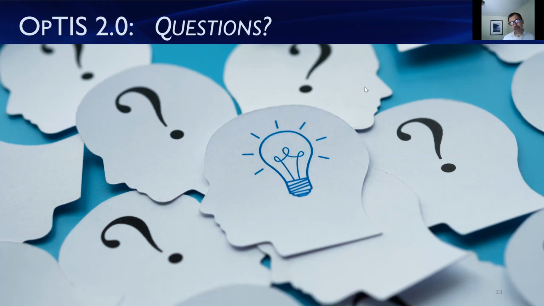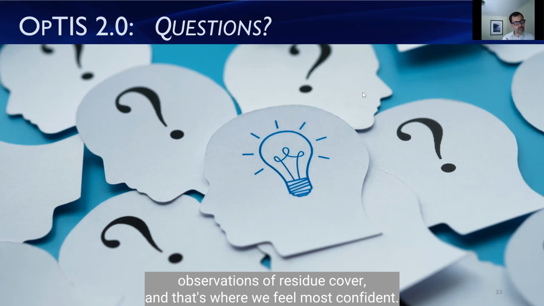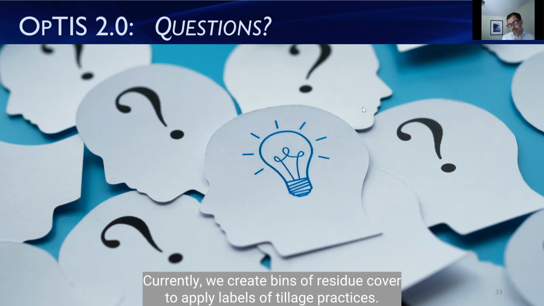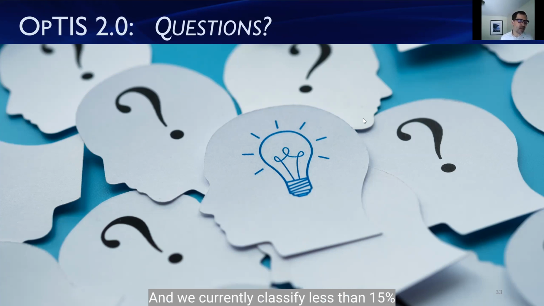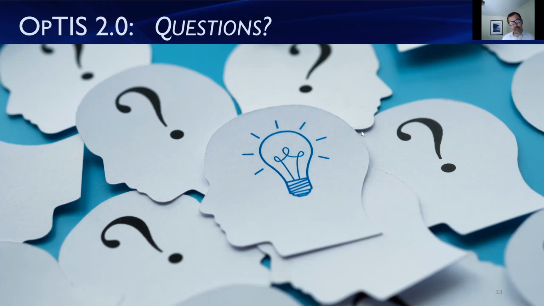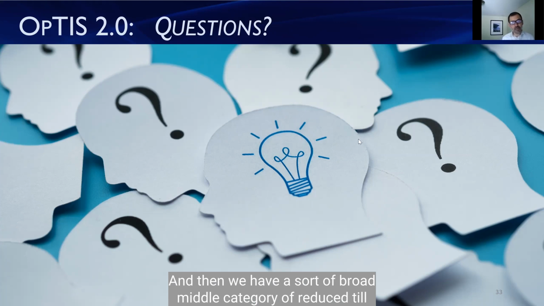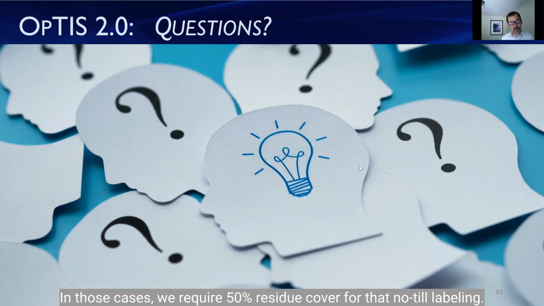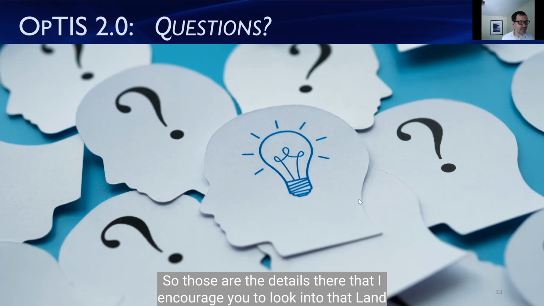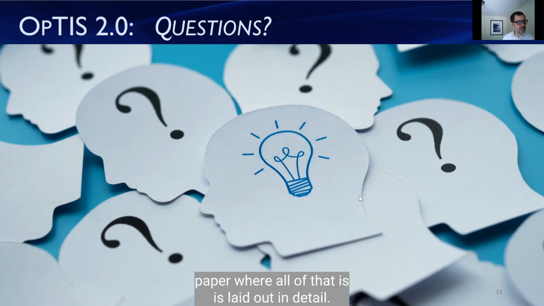OpTIS validates well against ground observations of residue cover, and that's where we feel most confident. Currently, we create bins of residue cover to apply labels of tillage practices, and those are dependent on the residue cover as well as the residue cover type. We currently classify less than 15% residue cover as conventional till. Then we have a broad middle category of reduced till, and a third category of no-till. That no-till is farm fields with greater than 30% residue cover, except for those fields with corn residue on them. In those cases, we require 50% residue cover for that no-till labeling. Those are the details, but I encourage you to look into that Land paper where all of that is laid out in detail.